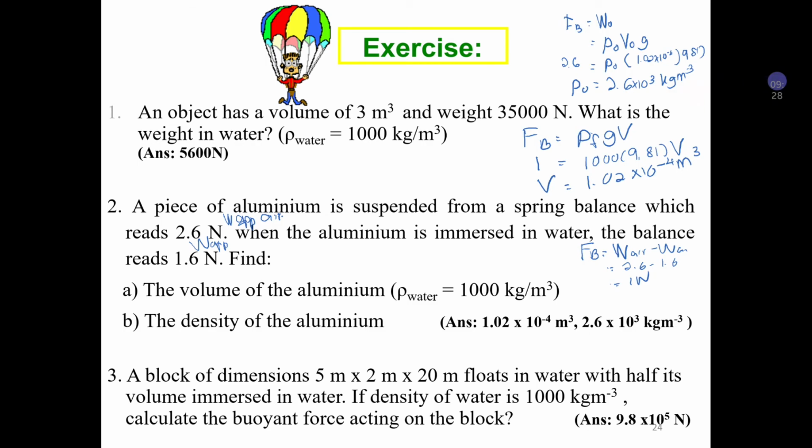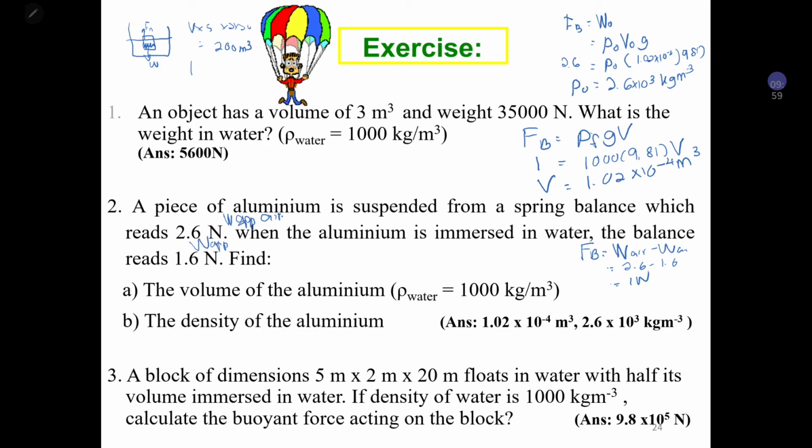Okay, soalan nombor 3. A block of dimension 5 times 2 times 20 float in water with half its volume in water. Calculate buoyant force on the body. Okay, so kita ada satu objek di mana separuh tu tenggelam, separuh lagi tu tak tenggelam. Okay, so buoyant force ke atas, weight objek ke bawah. Okay, so volume kita tahu adalah 5 darab 2 darab 20. So dia akan dapat 200 meter cube.